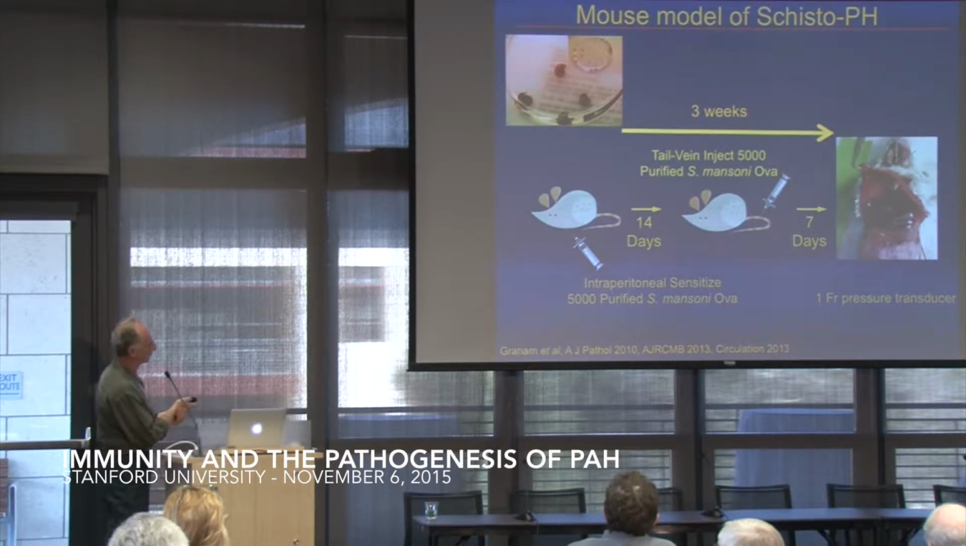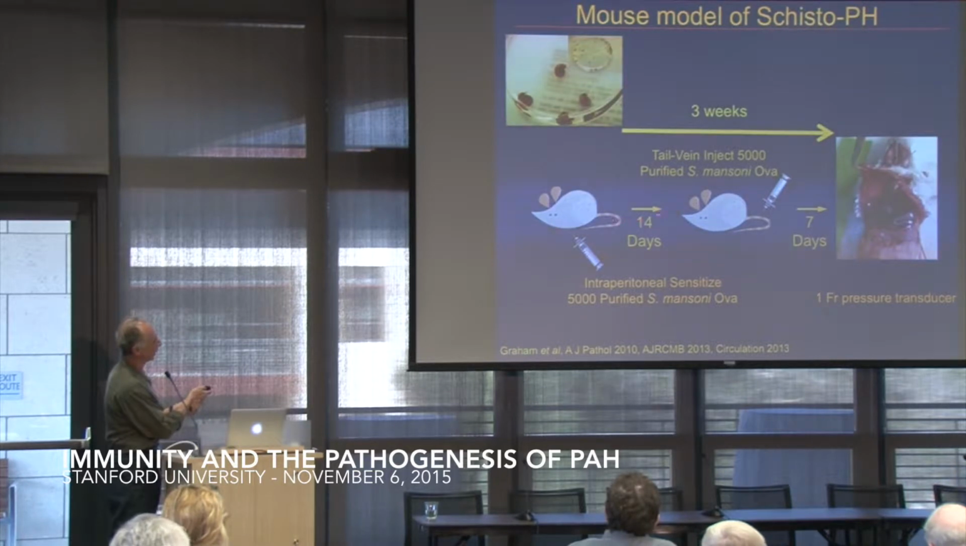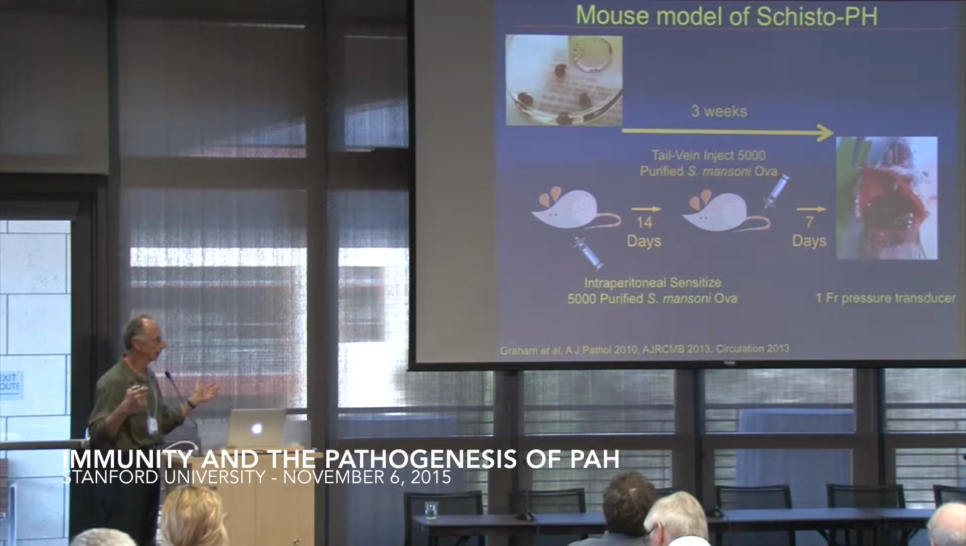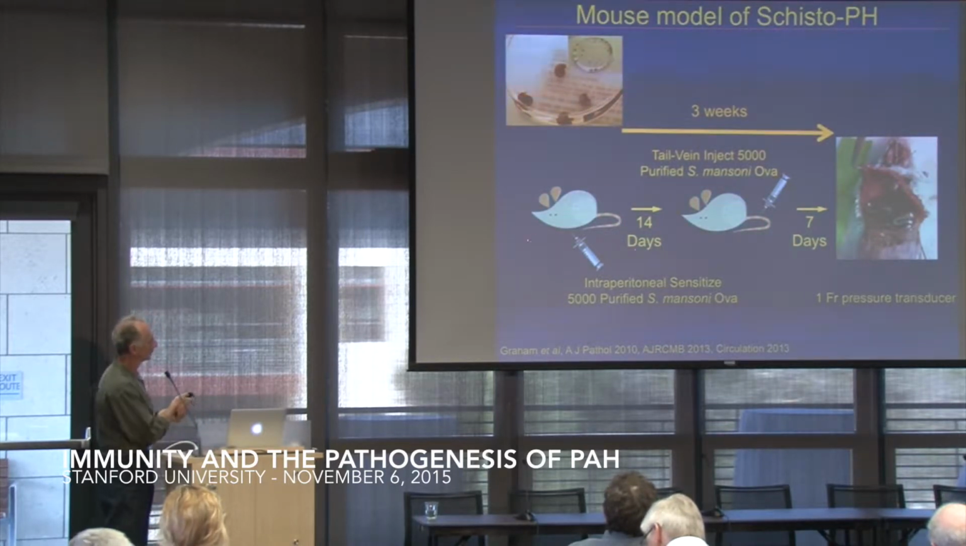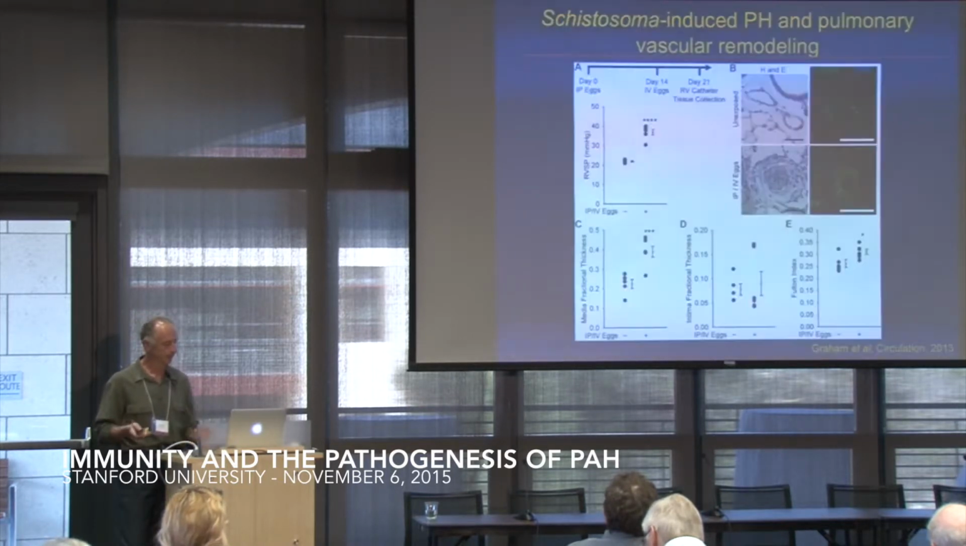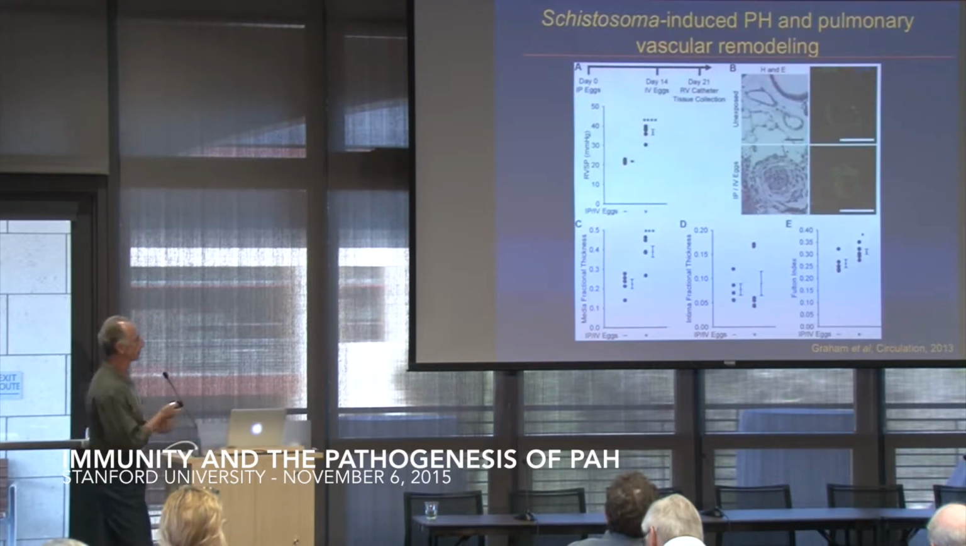But what we developed in the lab, largely Brian's work, is that we sensitize intraperitoneally using the eggs, and eventually 2 weeks later, we inject the eggs via tail vein, and it's 5,000 eggs. If we do only that, nothing happens to the animal. The animal pretty much disregards the challenge. But if you do the double hit, we can now model in a 3 weeks' time, which is manageable, a very complex disease.